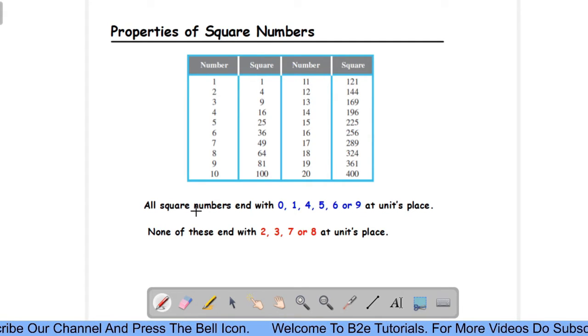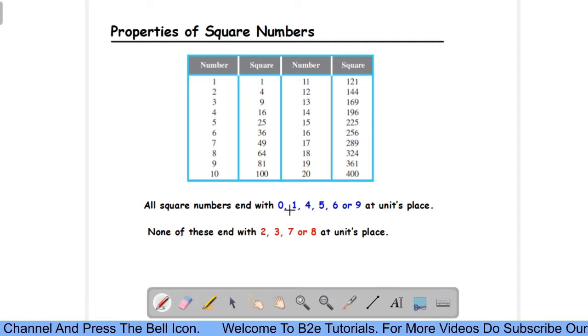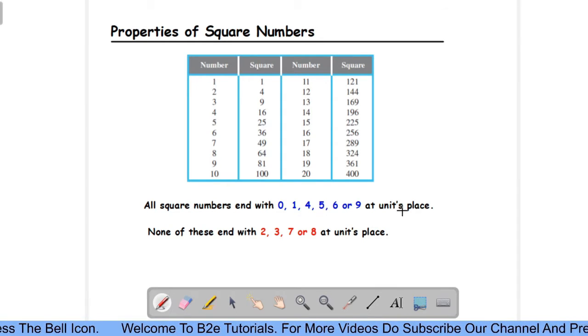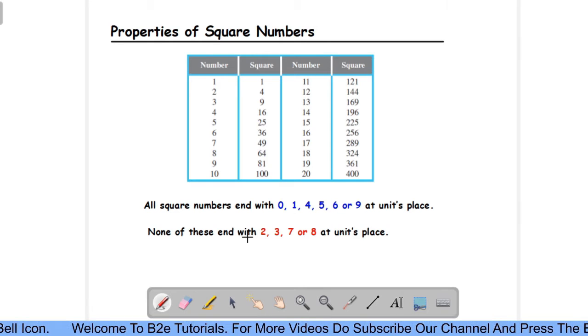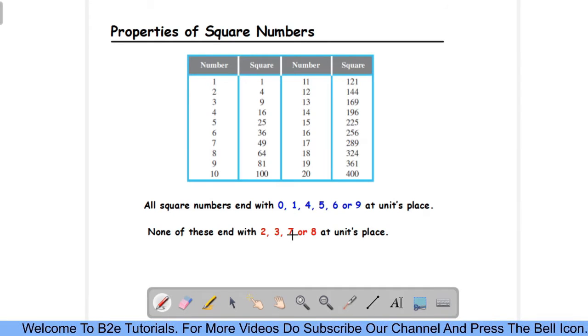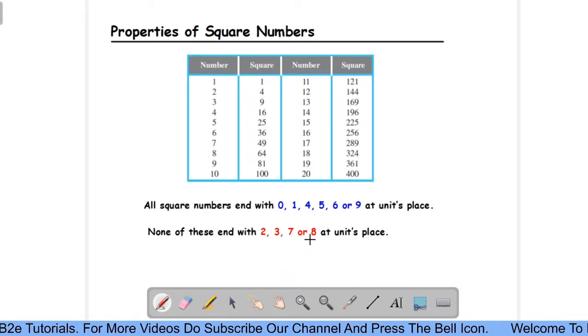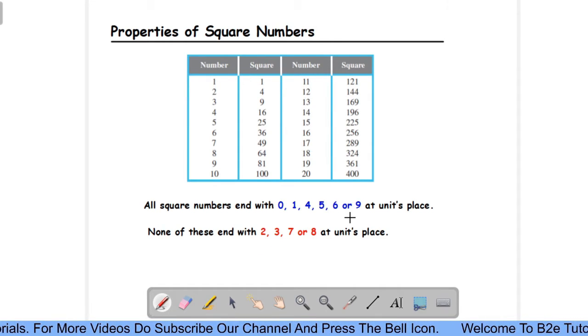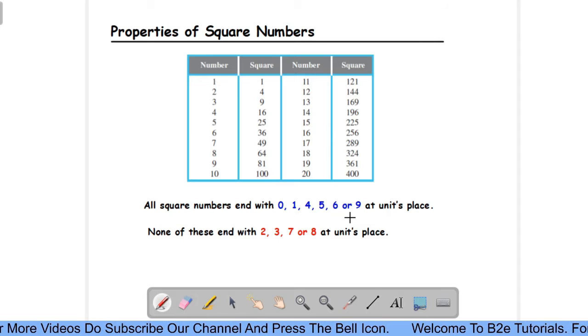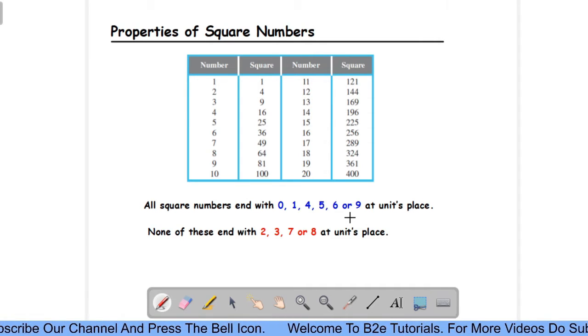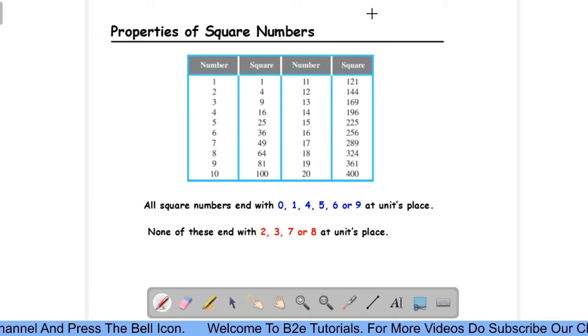It means all the square numbers end with 0, 1, 4, 5, 6 or 9 at the unit place. None of these ends with 2, 3, 7 or 8 at the unit place. If these digits come in the unit place of any number, then it is not the square of any natural number. Now come to the next topic.